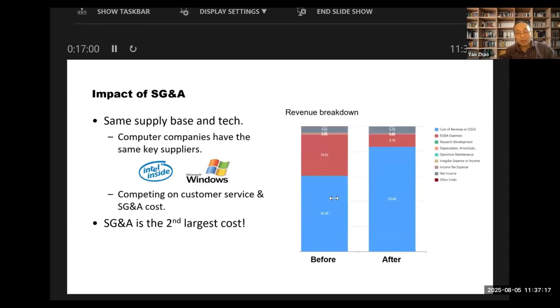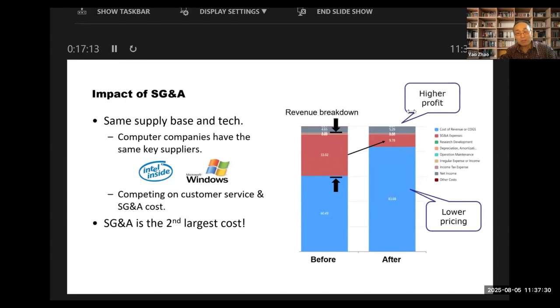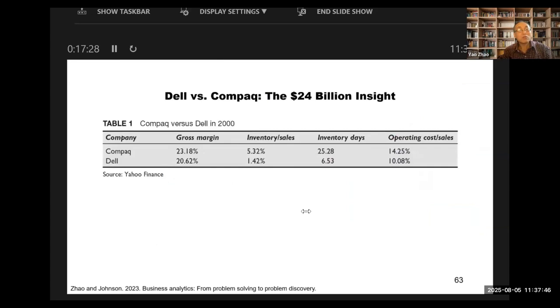So let's say you can squeeze SG&A, which is in red in this case, and make it smaller. Think about what's going to change. You can make more profit if you squeeze SG&A, or you can reduce your price and make a higher profit at the same time. Like the Dell and Compaq example. And through better inventory management, Dell was able to achieve this.